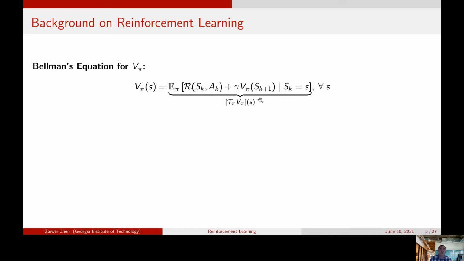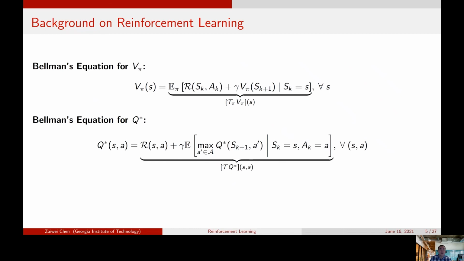It turns out that the value function v pi uniquely solves this equation. Therefore, to solve the policy evaluation problem, it's enough to solve this Bellman equation. The right-hand side of the Bellman equation can be compactly written as an operator T pi acting on the value function v pi. By the way, the operator T pi is called the Bellman operator. So this Bellman equation is a fixed point equation for the Bellman operator T pi, and v pi is the unique fixed point.